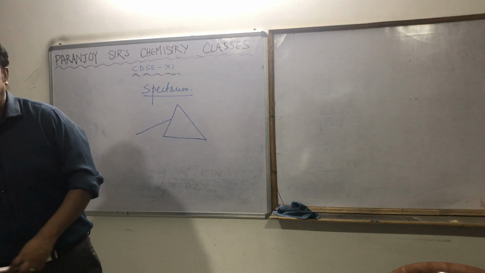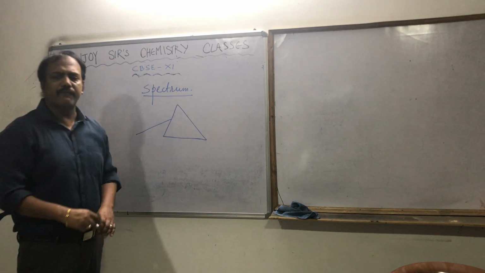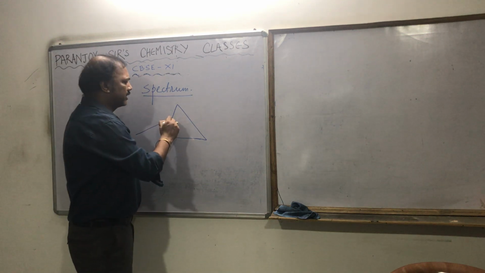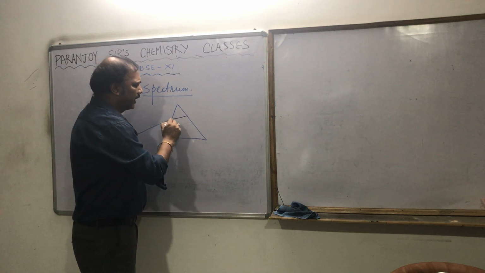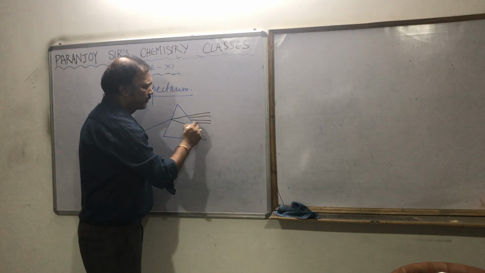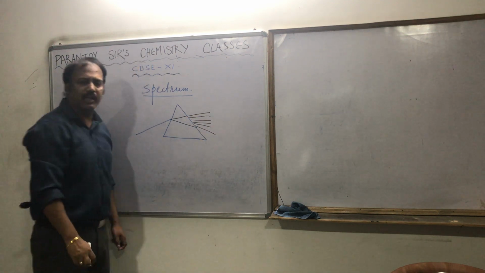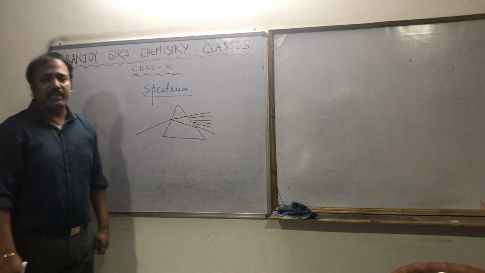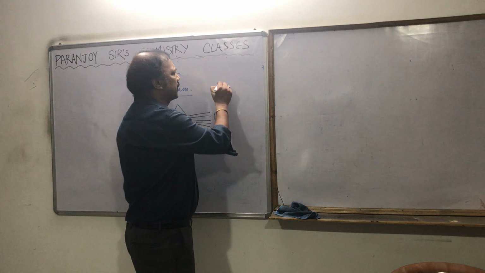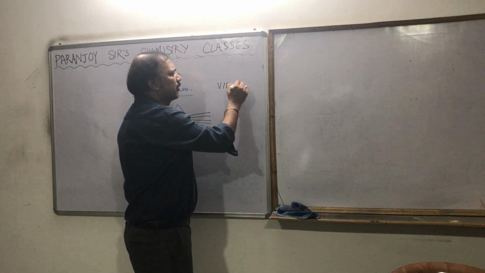The white light is passed through the prism, and we see that it is bent into 7 different colored lights, and that is what is known as visual. All of you know this. That is what is known as visual.